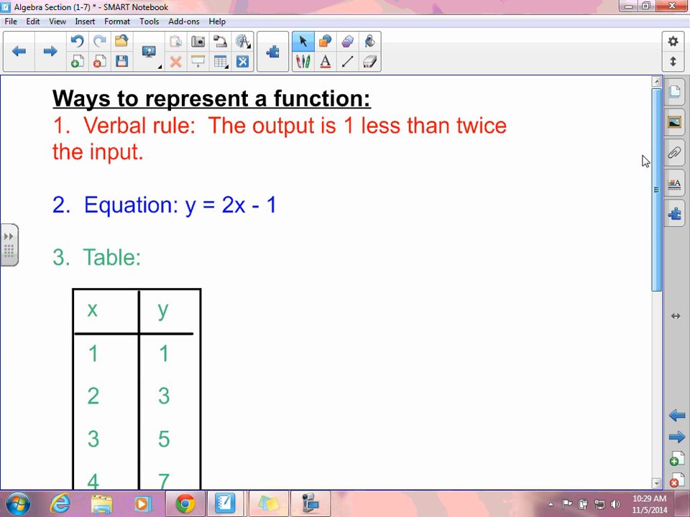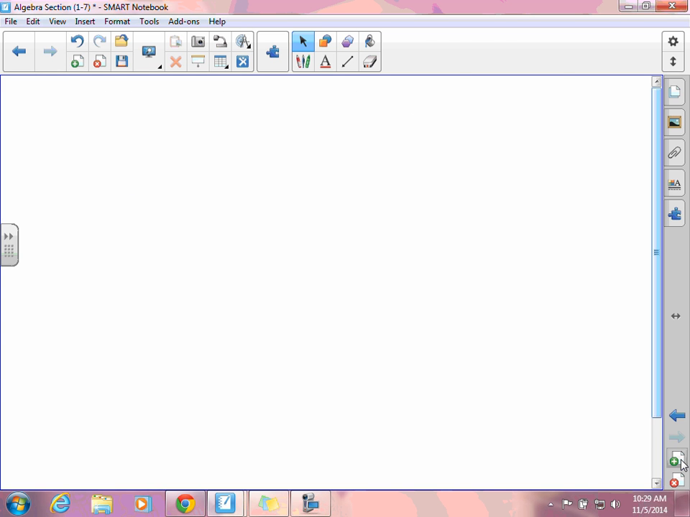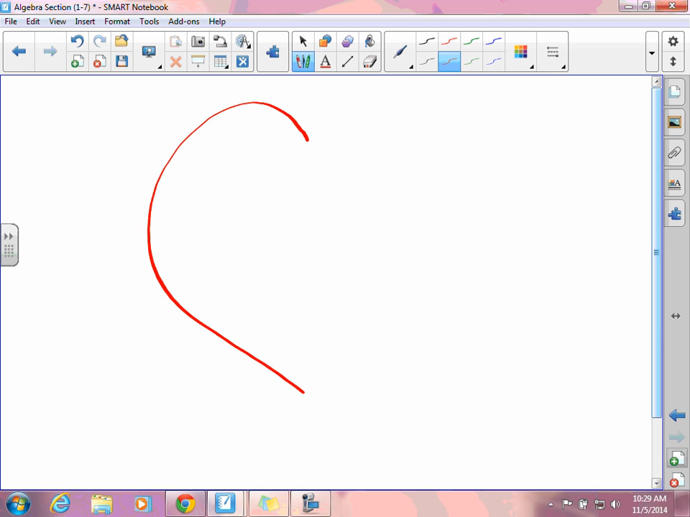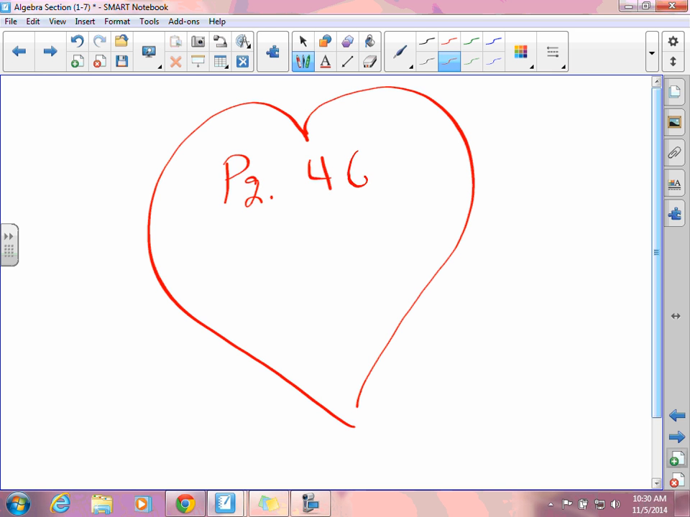All right, here we go. Your love for today. The love of knowledge, here it is. We're going to do page 46. And I'm going to have you do problems 3 through 7 odd, 10 through 13, and 16. And you should be able to complete this during class today.